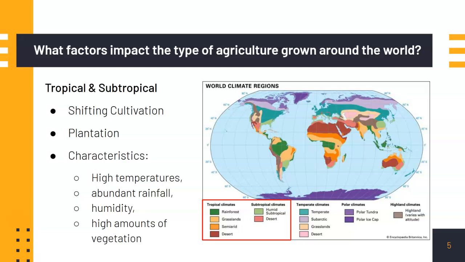Plantation agriculture, on the other hand, is large-scale, commercial farming, often found in tropical and subtropical regions. Plantations typically focus on growing cash crops like bananas, sugarcane, coffee, or rubber, which are exported to global markets. The high temperatures and abundant rainfall in these regions provide ideal growing conditions for these crops, allowing them to thrive year-round. Plantations are often owned by large corporations or foreign investors and rely heavily on labor.